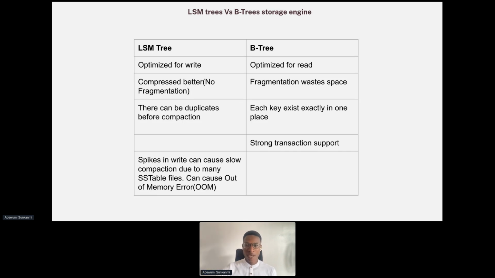So many SS tables. What happens is that when compaction wants to happen, you have to compact all these files. Let's assume you have 1 billion files. You have to compile all those files, which can cause a huge performance overhead. So that is it on LSM trees and B-tree storage engines. I hope you have an idea of the right one to choose for your application if you want to build one.